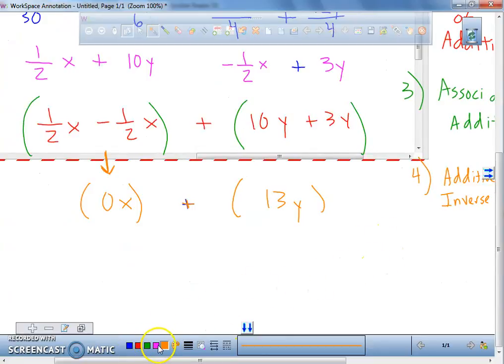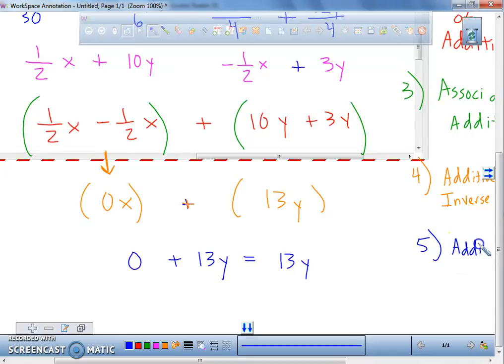All right, now, I'm going to throw another one out here. I'm going to say 0, because 0x is 0, plus 13y equals 13y. That's right. Additive.